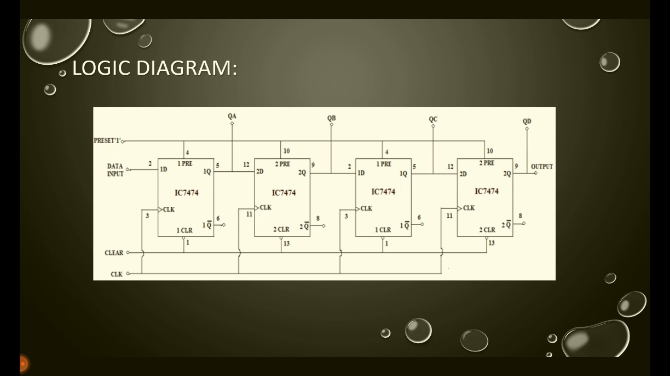Here we have used 4 JK flip-flops, and here we use only one input and only one output. The output is D, Q, D. Here we have the clock pulse, and we have present state and clear state also.